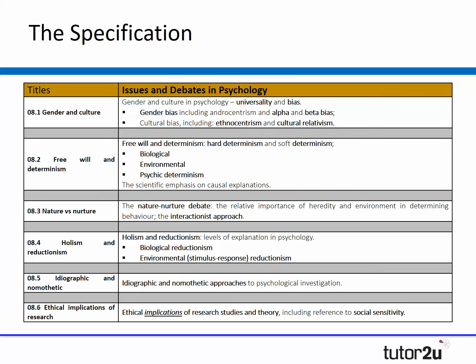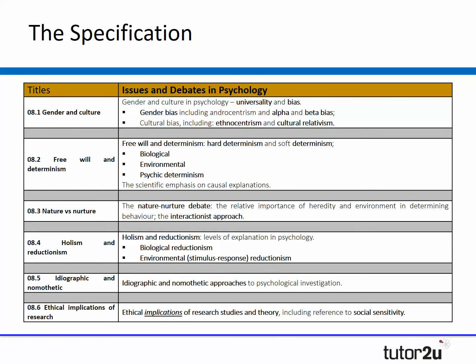So when the specification talks about ethical implications, what it's talking about is how research impacts the people taking part, the participants, and the way that the results of the research are then communicated to the wider world and the public. In particular, the idea of socially sensitive research.